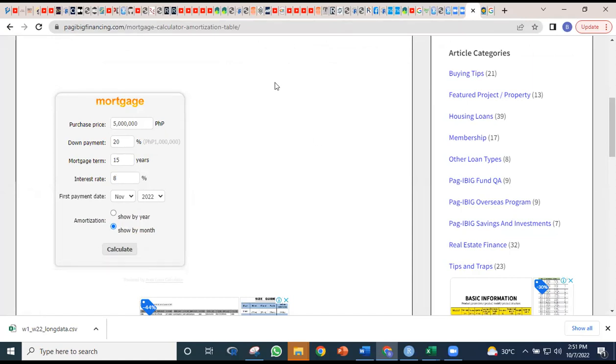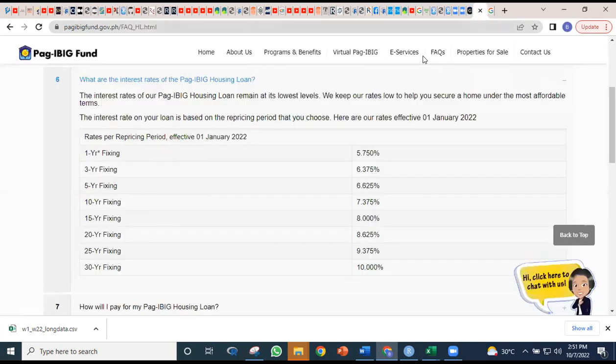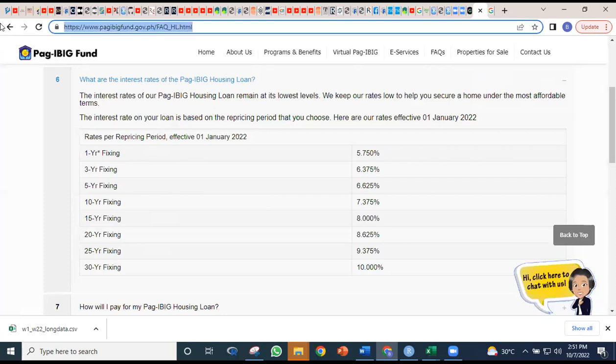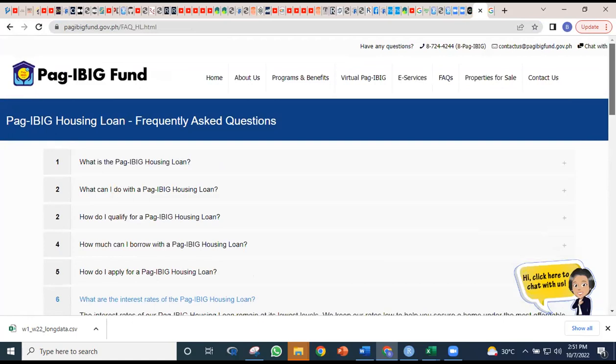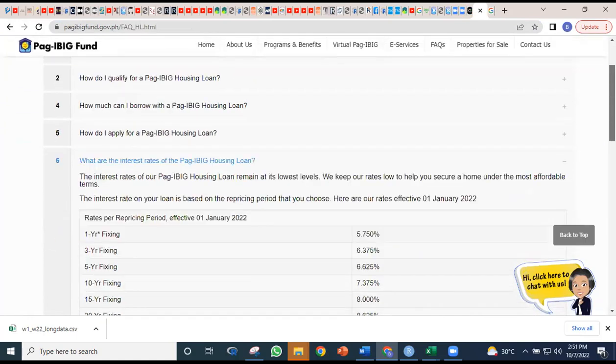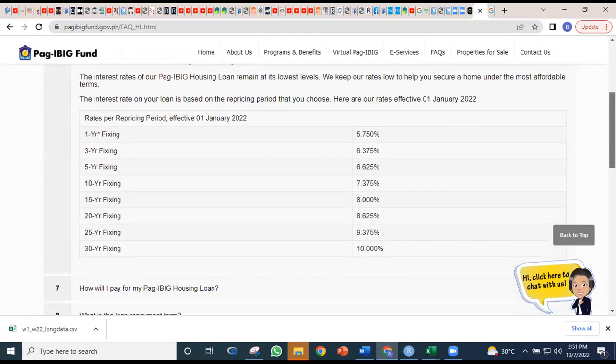Which month? Sir, how did you get the table, the one for Pag-ibig? Here, this site. Let me share it again for those of you who were not able to get it. In the chat. Are you referring to the rates? Yes, sir. Then question number 6. It's in the FAQ, frequently asked questions. Okay, thank you, sir. So these are our rates.